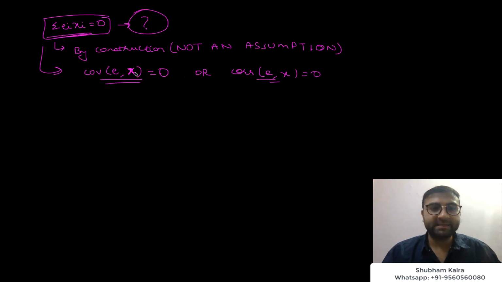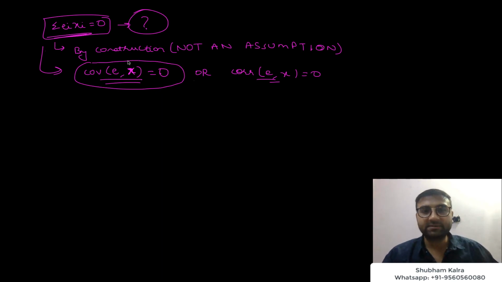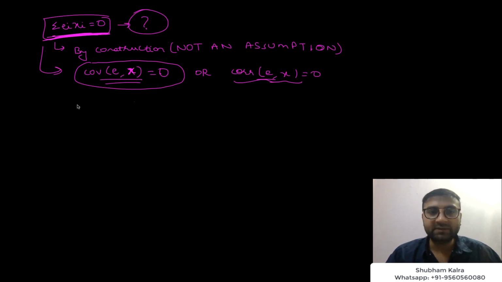So for example, let's work with the covariance part, because if we are able to show that covariance is equal to 0, then it will automatically imply that the correlation is also equal to 0. So that's what I'm going to show you: that if this happens, then this will imply that the covariance between the residuals and your independent variable x is equal to 0.